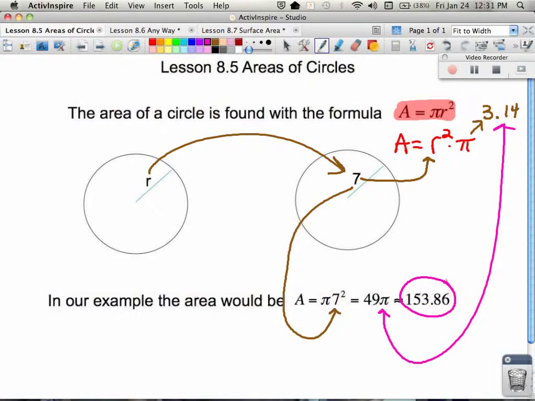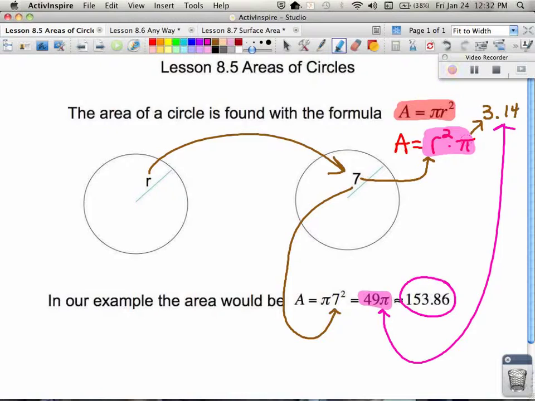153.86. So I would take one of two answers. I would take the answer rounded to 2 decimal places, or the exact answer, which is always the best answer, of 49 pi. That's kind of why I really like to write down the radius squared pi instead of pi r squared, which you hear a lot of people say, because you like to put the number before the pi.